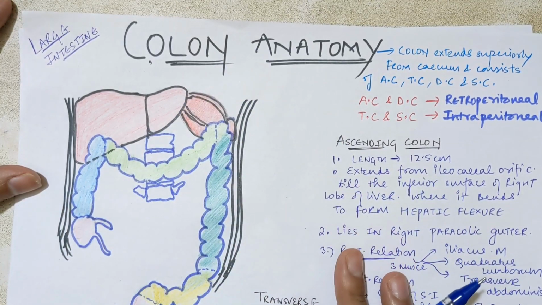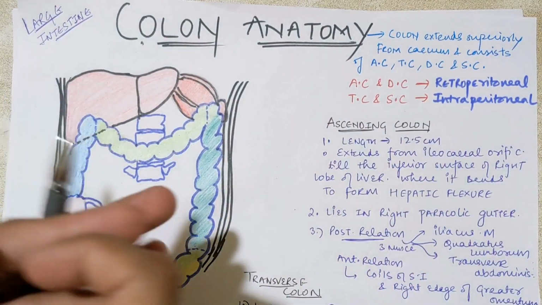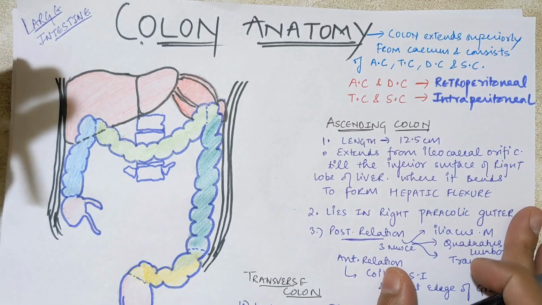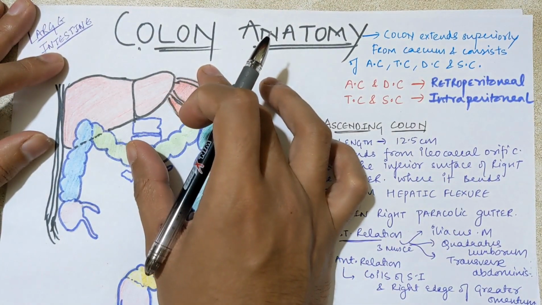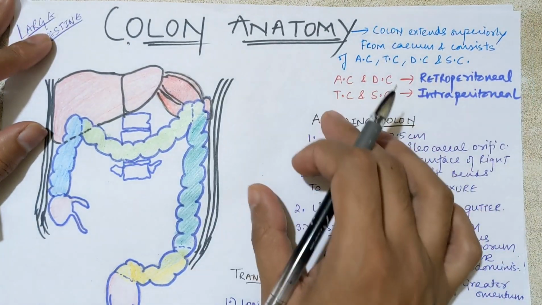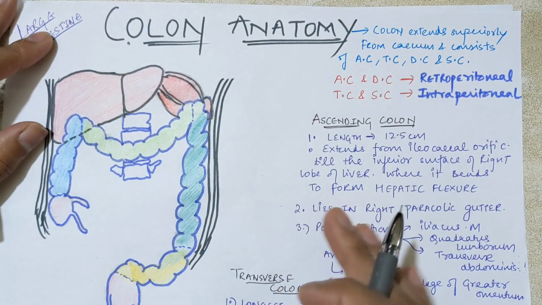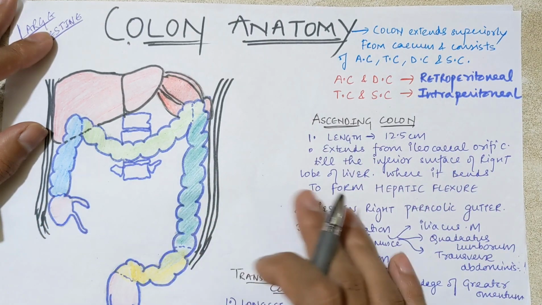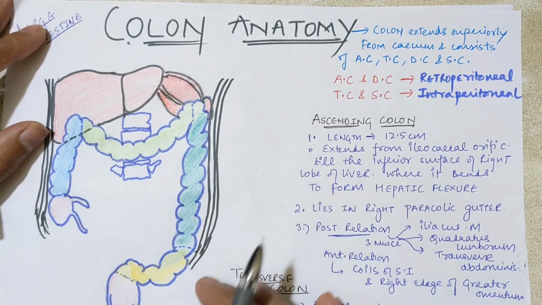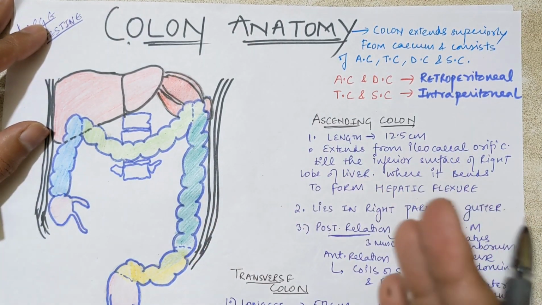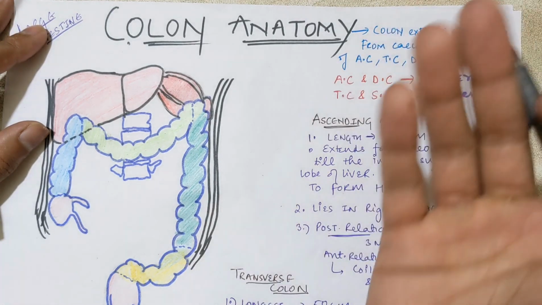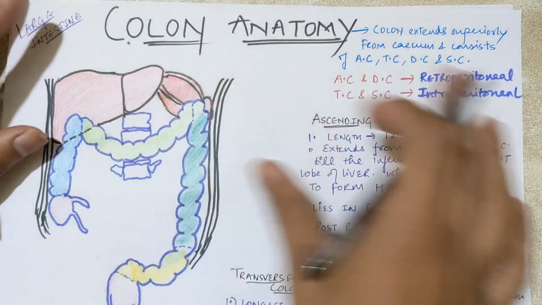It is further divided into parts, as you have learned from class 12th. The colon is divided into the ascending colon, transverse colon and descending colon, and then comes the sigmoid colon, and further it continues into the rectum. The rectum is another part of the large intestine that we will discuss in the next video. So let's start with the colon.